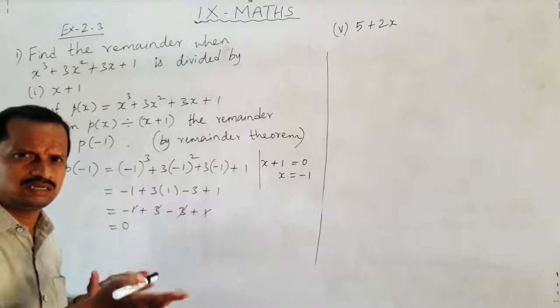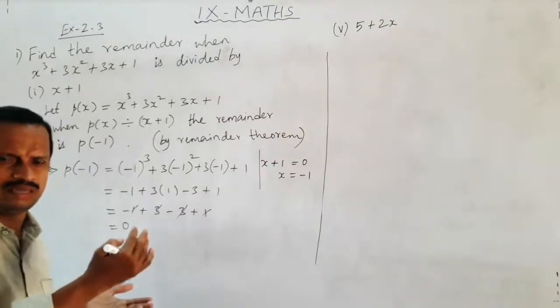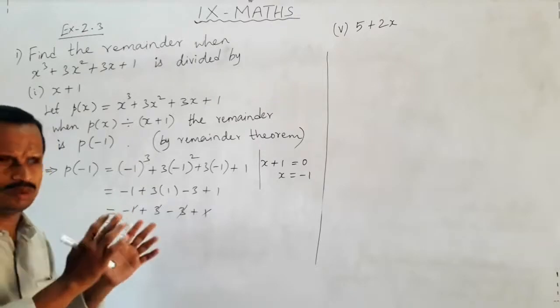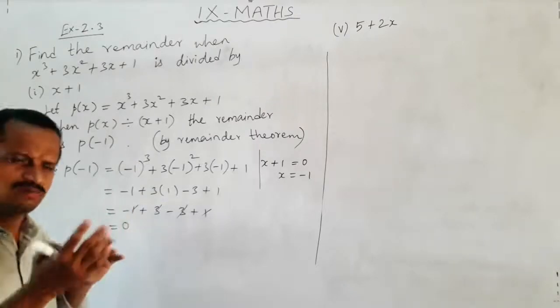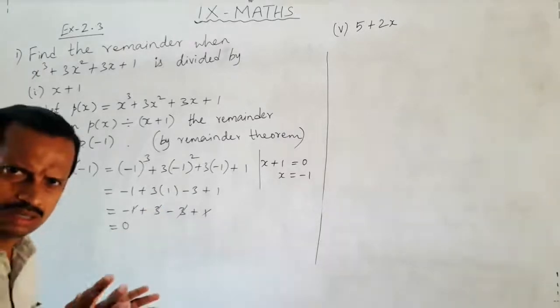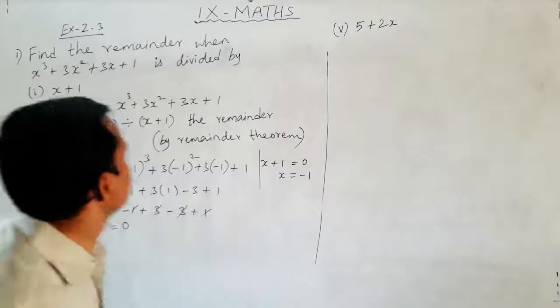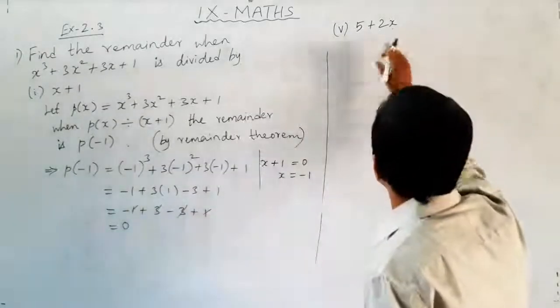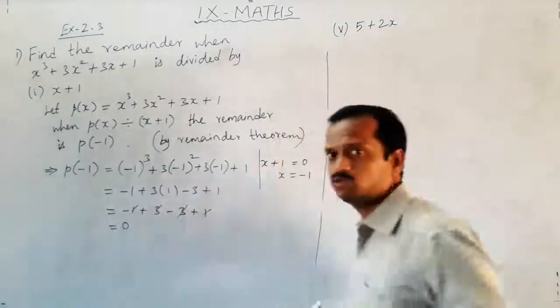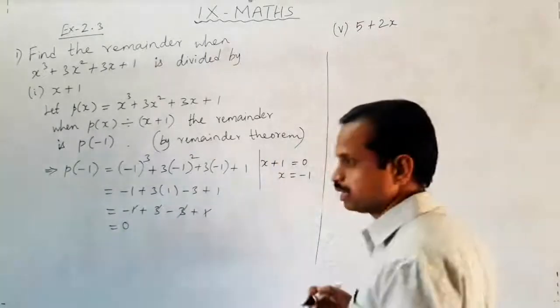Just as I compared in the previous example, at the very beginning we divided a polynomial p of x by g of x and we got the remainder 1. And by applying the remainder theorem also, we got the same remainder 1. And then coming to the next option, option 5, 5 plus 2x, I am taking. The remaining you do as homework. And I will explain also.